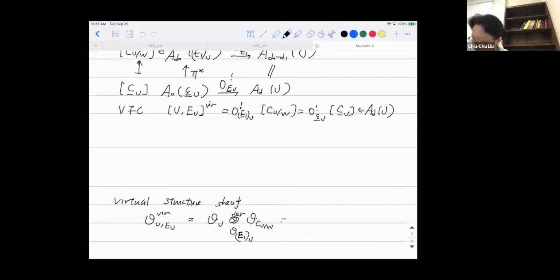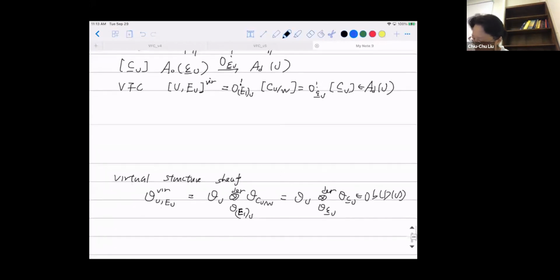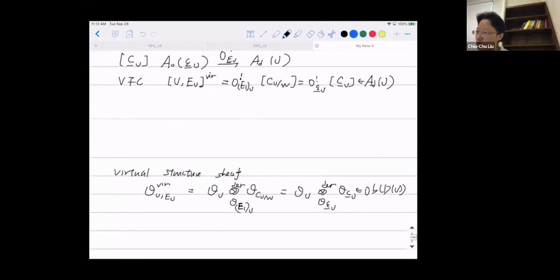So let's rewrite it in terms of the stacky thing. It's an object in the derived category on U. I'm not sure about this, but in any case, this is what the virtual structure sheaf looks like on U, and globally, you get the virtual structure sheaf.